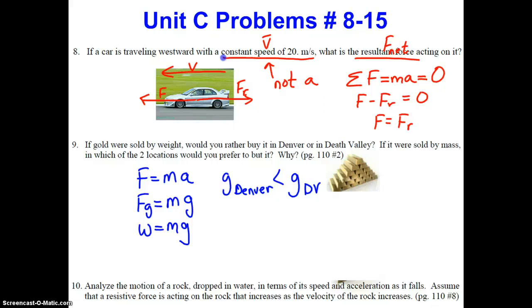But if it were sold by mass, then it's not going to matter. And that's how they should sell it if they want to make sure that they don't get ripped off one way or the other. So if you sell it by mass, make sure that you do that so that if it's sold by mass, you're paying the same in either location because you're paying for the amount of matter it possesses. Okay, now let's go over number 10.